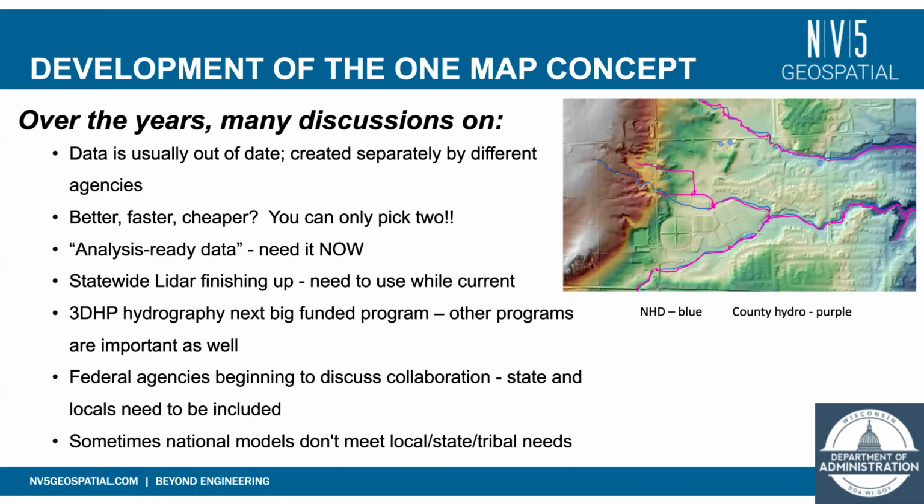We finished up our first round of our statewide lidar. We're starting our second round, and we want to use it while it's current. And since the 3DHP program has come along, we want to jump on that. But it also points out that there are other programs out there that aren't as well funded, but equally important, and in particular, things like the NWI Wetlands. Wisconsin has a lot of wetlands, and those programs are not quite at the same funding level, and so there's things going on there. There have been some discussions between the federal agencies that we kind of hear about, and we'd like to be included in that. And so this is kind of one of our ways to draw some attention to those local issues.